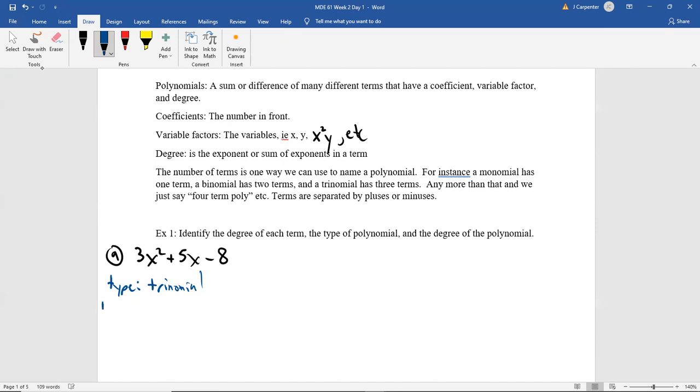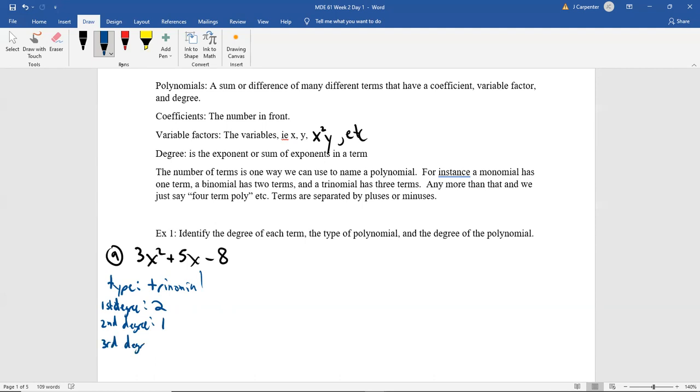For the first term, first degree is going to be, well, that's this term right here. And that would be a 2 because it has an x squared. The second degree, we're talking about the 5x. There is no exponent right here, so we assume it's a 1. We don't ever write it, we just assume it. That's a 1.